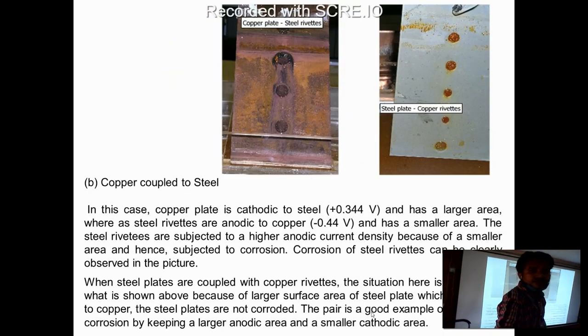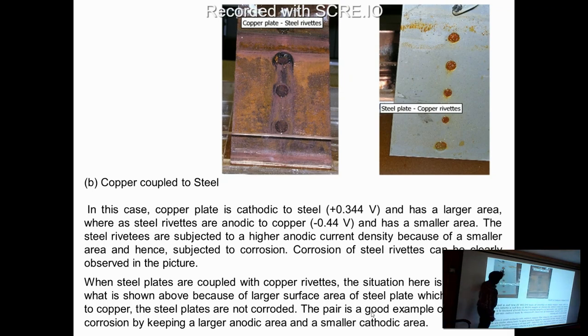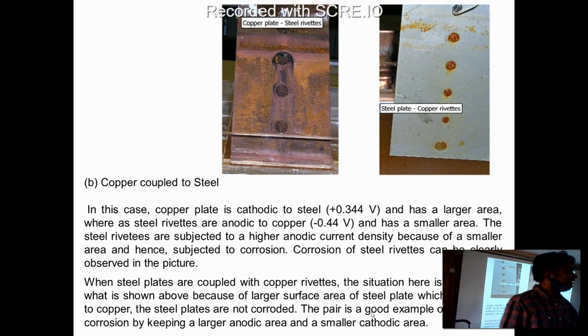I can show you. You see here? Copper plate, steel rivets. You see, completely lost. But reverse it. Only this much is corroded, but the entire plate is almost safeguarded. What I did, I have changed the areas. Instead of making a big area of the anode, make a small area of the anode. Big area of the cathode, make a small area of the cathode. Your corrosion will collapse. So this is called the surface area effect.